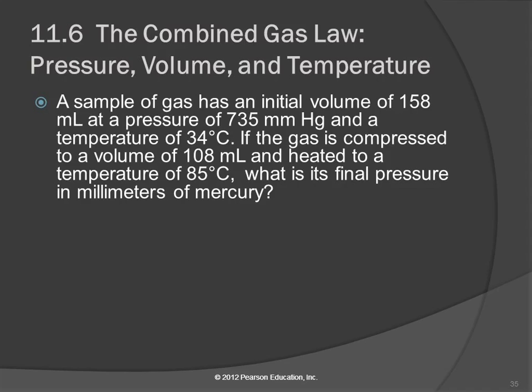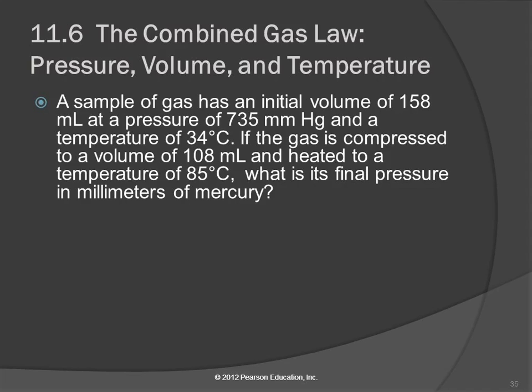So now this one has even more words. Always read the entire question first. A sample of gas has an initial volume of 158 milliliters at a pressure of 735 millimeters of mercury and a temperature of 34 degrees Celsius. If the gas is compressed to a volume of 108 milliliters and heated to a temperature of 85 degrees Celsius, what is its final pressure in millimeters of mercury?